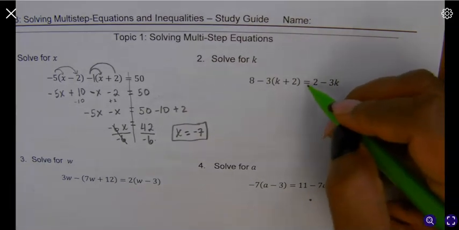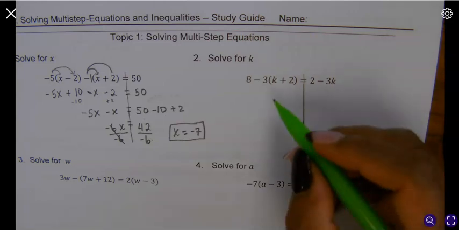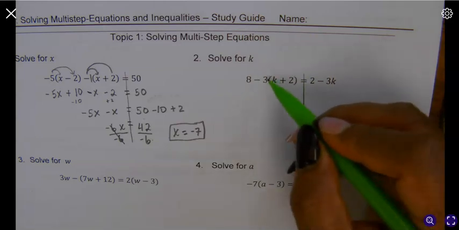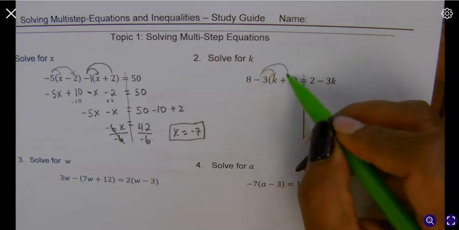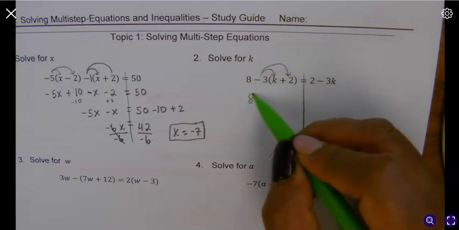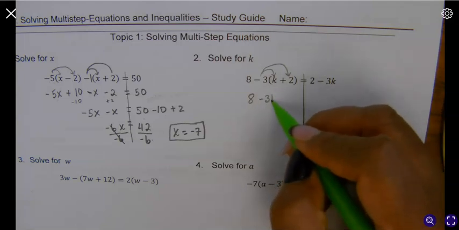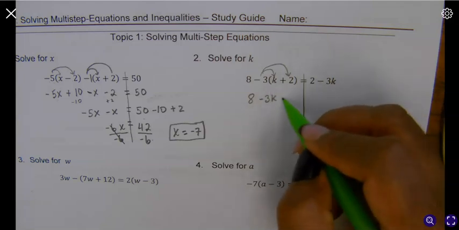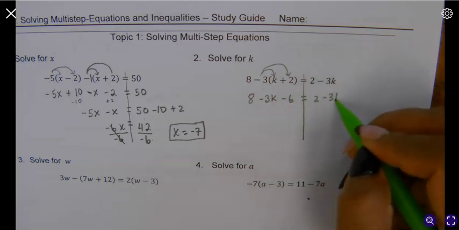So let's do this. I'm going to draw the little line to separate it. I look on the left side. I have parentheses. I need to distribute the negative 3. So I'm going to keep the 8, bring that down. Negative 3 times k is negative 3k. Negative 3 times 2 is negative 6. And then copy all this down.